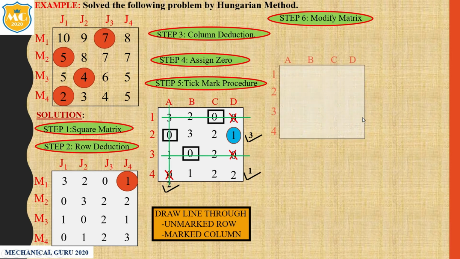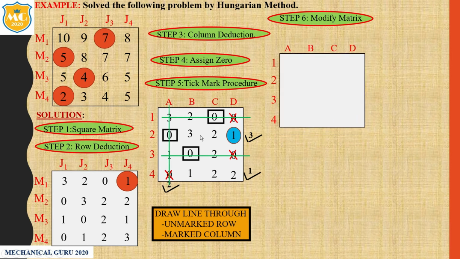So here we get the value. So here 3 minus 1. So here we get the 0. Okay, 1 minus 1, 0. 2 minus 1, 1. 3 minus 1, 2. Similarly here 1 minus 1, 0. 2 minus 1, 1. 2 minus 1 again 1. Done. Next, add that number to that cell which is at intersection of both the lines.